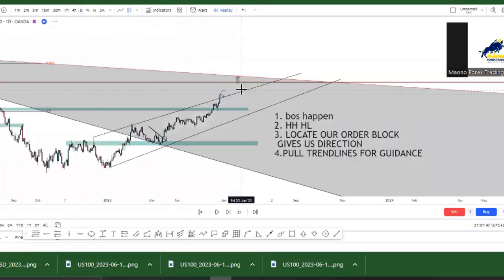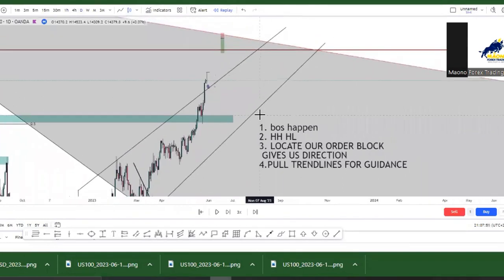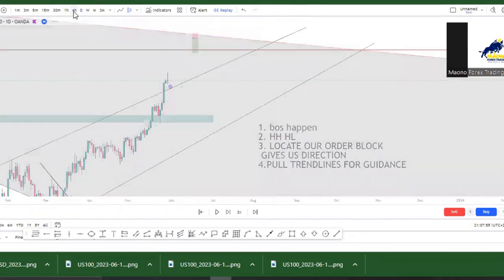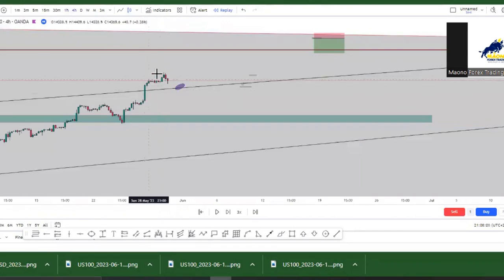I'm on the daily time frame. It's the higher time frame. Okay, so guys, we know the market broke above. We go on the 4-hour. We know the market broke above. A lot of the smart money traders are looking for buys here. Me, I click a buy there. I click a buy there.